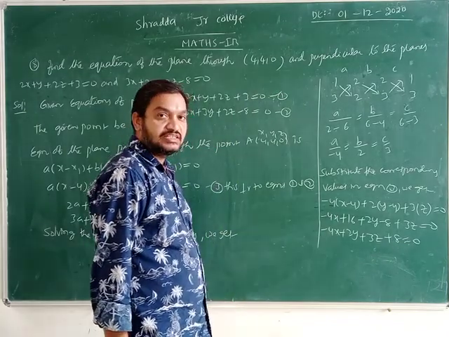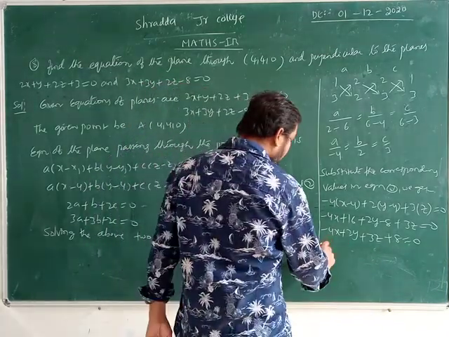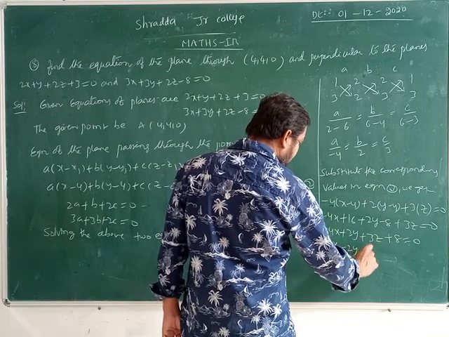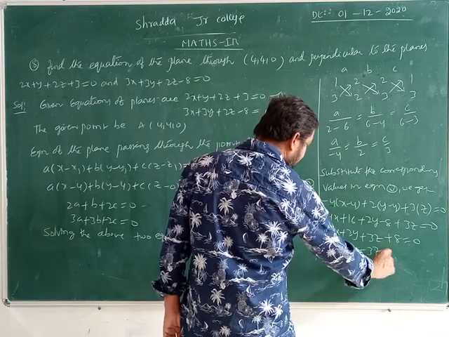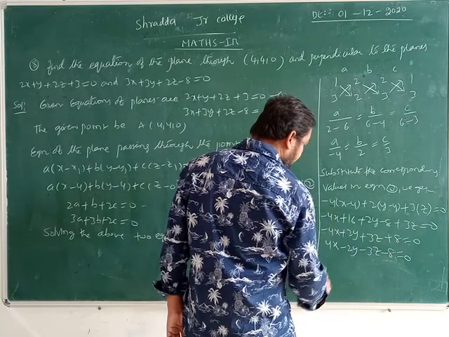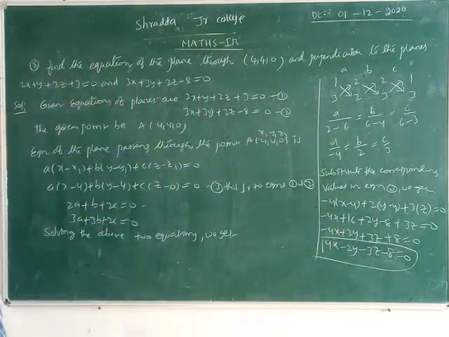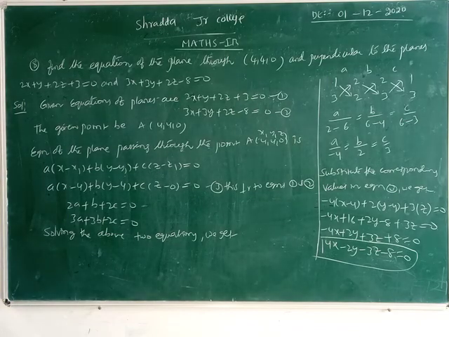Now this plane equation is multiplied with what? That is minus. That is 4x minus 2y minus 3z minus 8 equals 0. This is our required equation of the given plane.